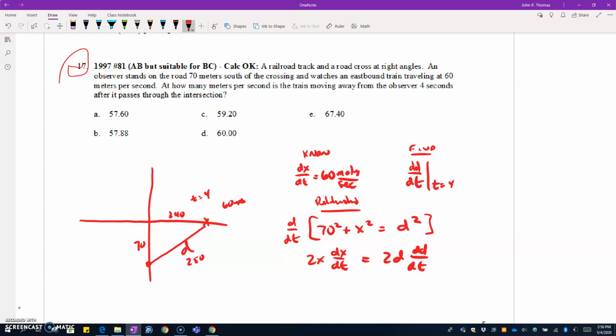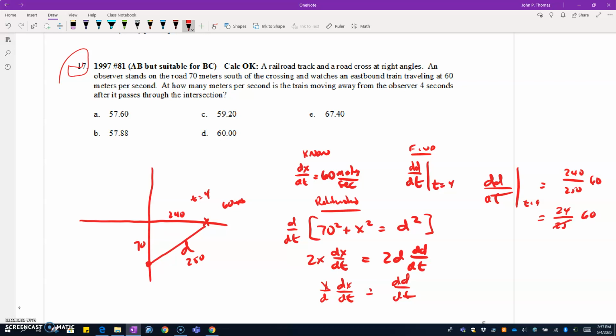So now I'm going to use that information in here to solve for dd/dt at the specific time we're worried about. So I'll divide over the 2d, so I have x over d times dx/dt equals dd/dt. So dd/dt when t equals 4 is going to be 240, the x value, over 250, the d value, right, times dx/dt, which is going to be 60.